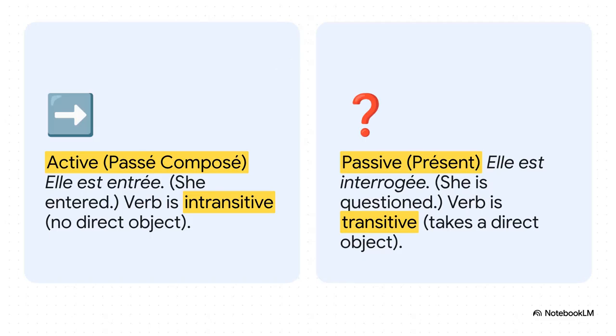Okay, here is the secret handshake. It all comes down to what kind of verb you're dealing with. See, the passive voice only works with what we call transitive verbs. Those are verbs that can take a direct object. You can question someone, but you can't really enter something, not in the same way. The verb entrer is intransitive. So elle est entrée can only be the active past tense. But because interroger is transitive, elle est interrogée can be passive. That's the key right there.